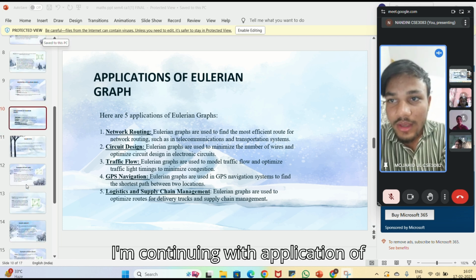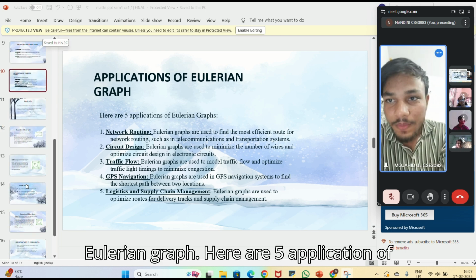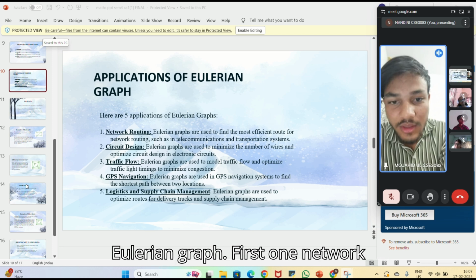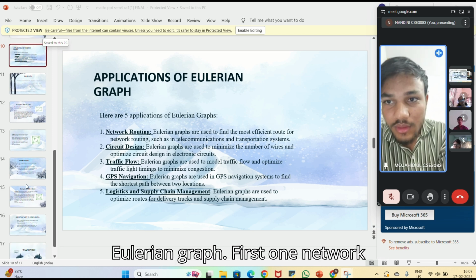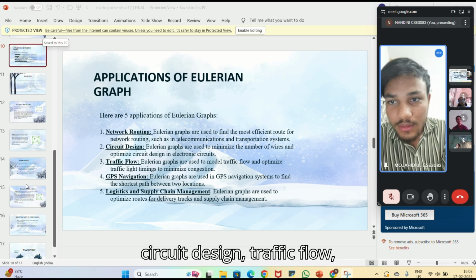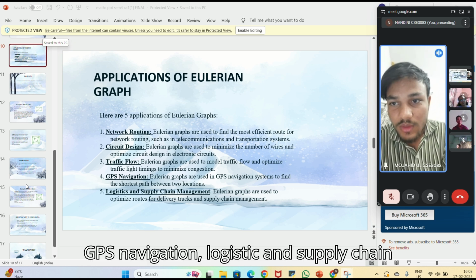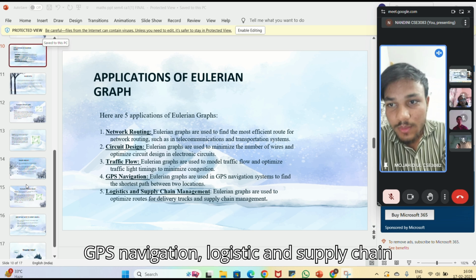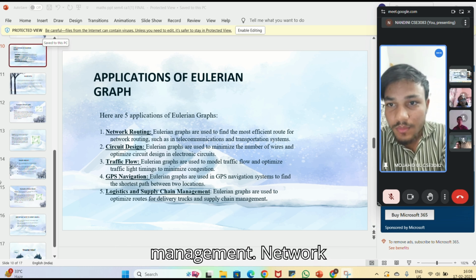I'm continuing with application of Eulerian graph. Here are five applications of Eulerian graph. First one, network routing. Second one, circuit design, traffic flow, GPS navigation, logistic and supply chain management.